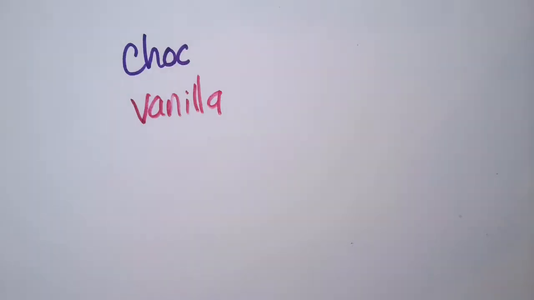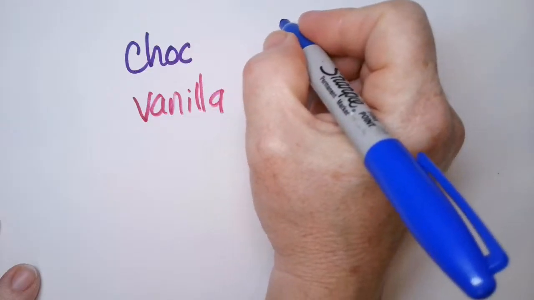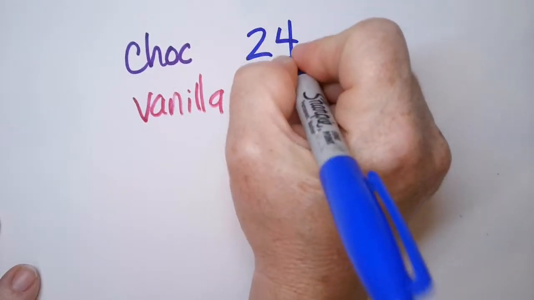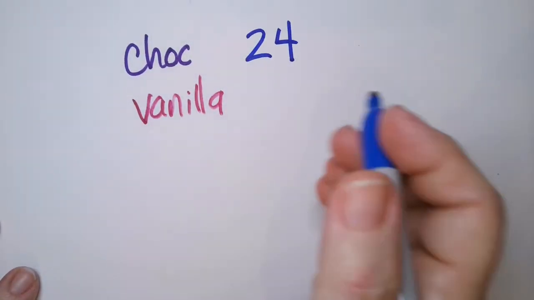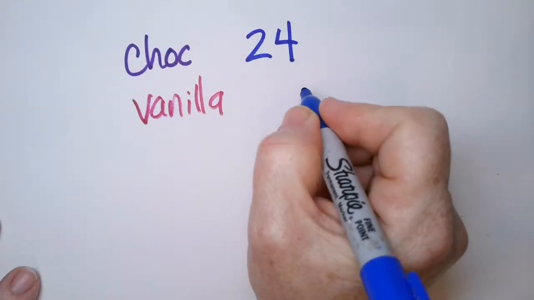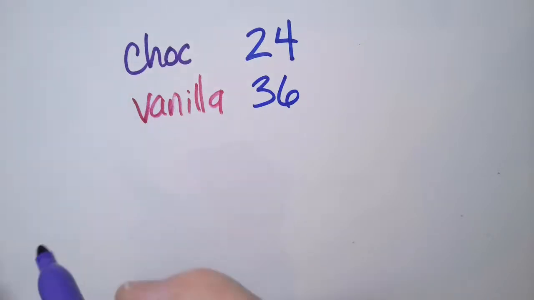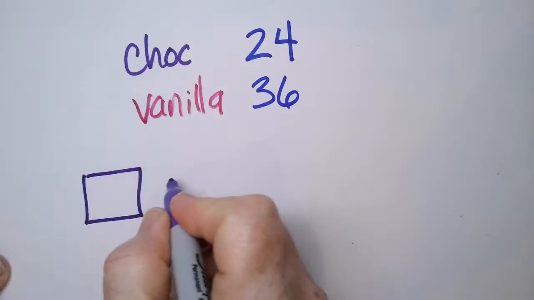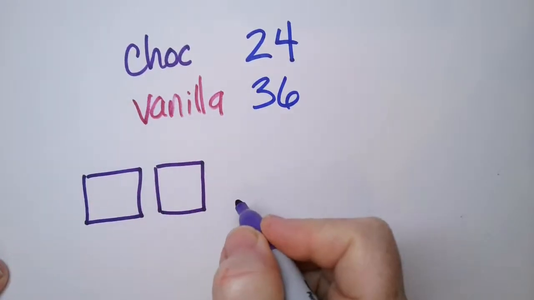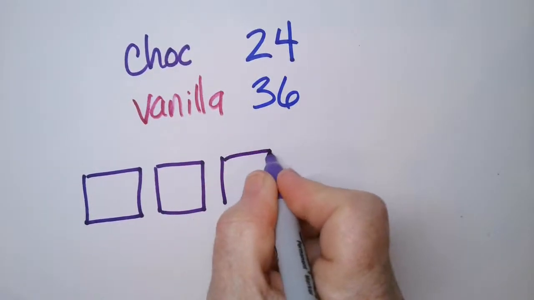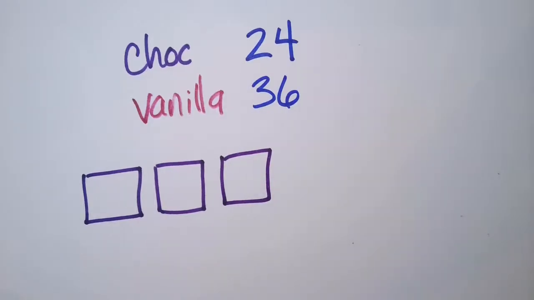Okay, so let's say we have chocolate and vanilla, and you're baking a whole bunch, and you make 24 chocolate, and then you make more than 24, and you snack on them. And you also make 36 vanilla. All right. Let's have a bake sale. I'm going to give you some boxes, and I want to know how many boxes, and in each box, how many do we put of each one?